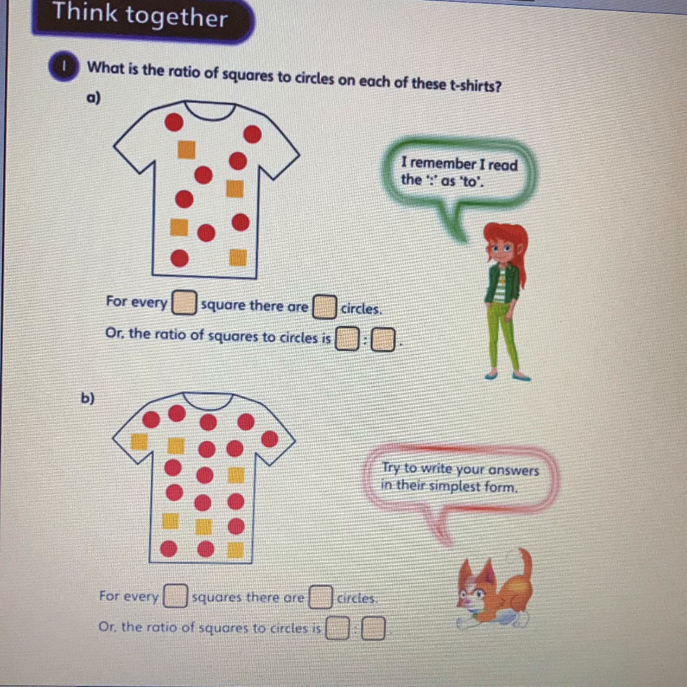For B then, for every 6 squares, there are 15 circles. So the ratio of squares to circles is 6 to 15. Can we simplify it? Yes, we can. We can divide them both by 3. So the ratio of squares to circles in its simplest form is 2 to 5. Well done if you got those right.